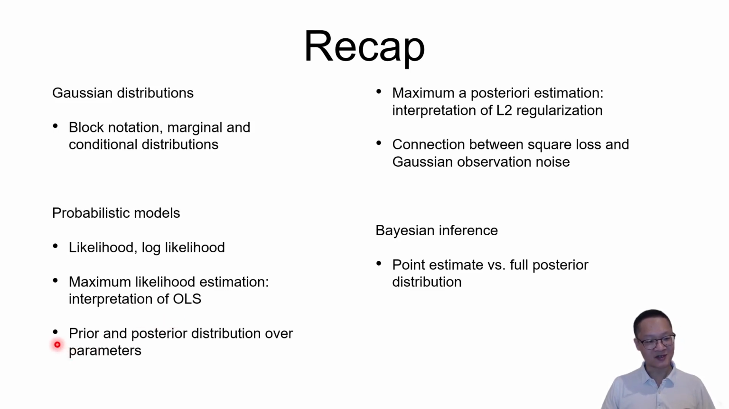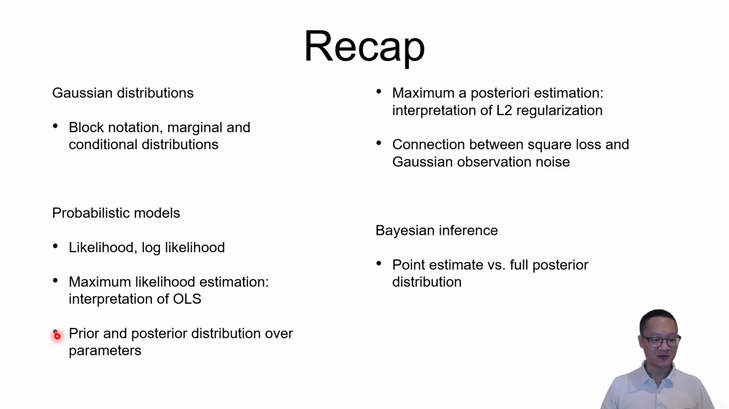Then we talked about treating parameters not as a single fixed value, but as kind of a probability distribution over different values. And that was useful because it allowed us to incorporate prior knowledge about the parameters. For example, smaller parameters should be more likely and larger parameters are going to be increasingly less likely.